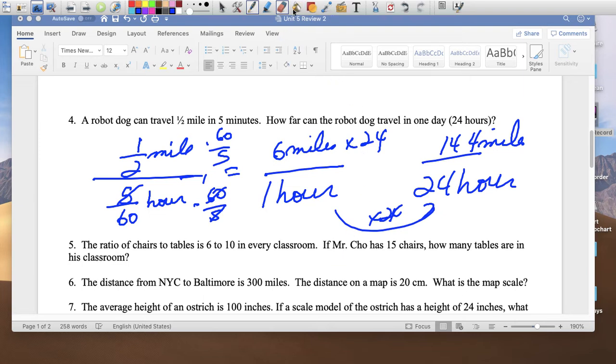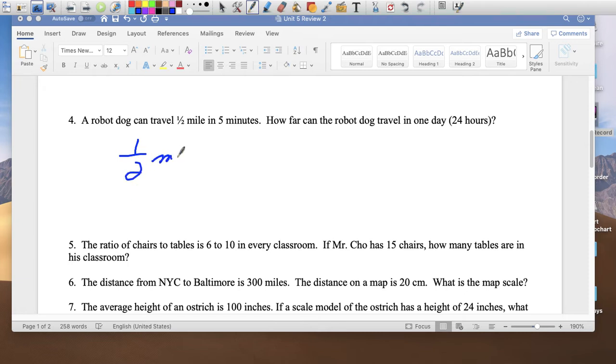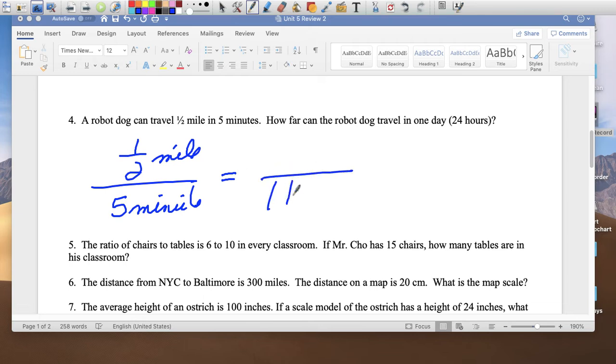I'll do this again a different way. If anyone is out there listening. Half a mile in 5 minutes. So again, this is almost like the previous problem. Let's figure out how much he does in 1 hour. So in 60 minutes, so in 1 hour, so think how many groups of 5 minutes are in 60, right? There's 12 5-minute intervals in 60 minutes.